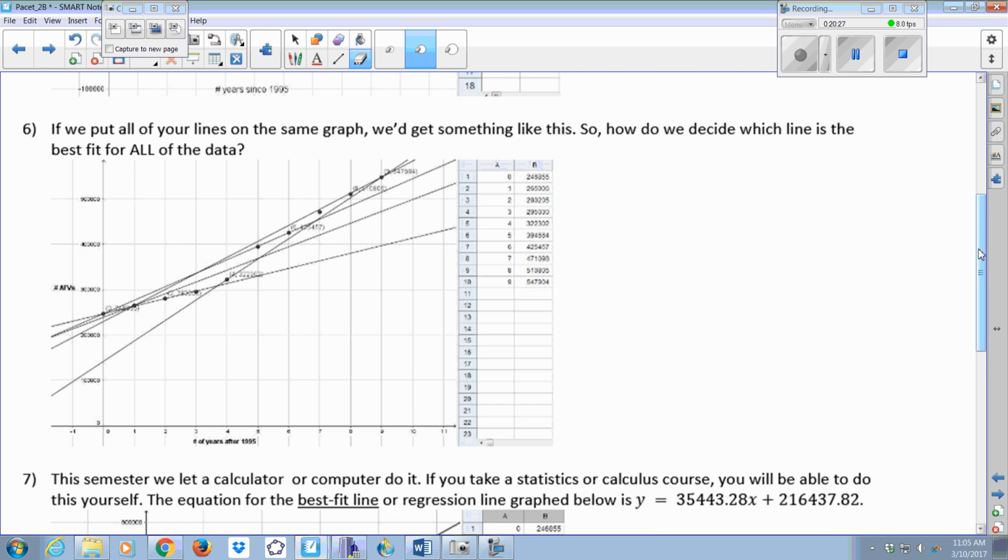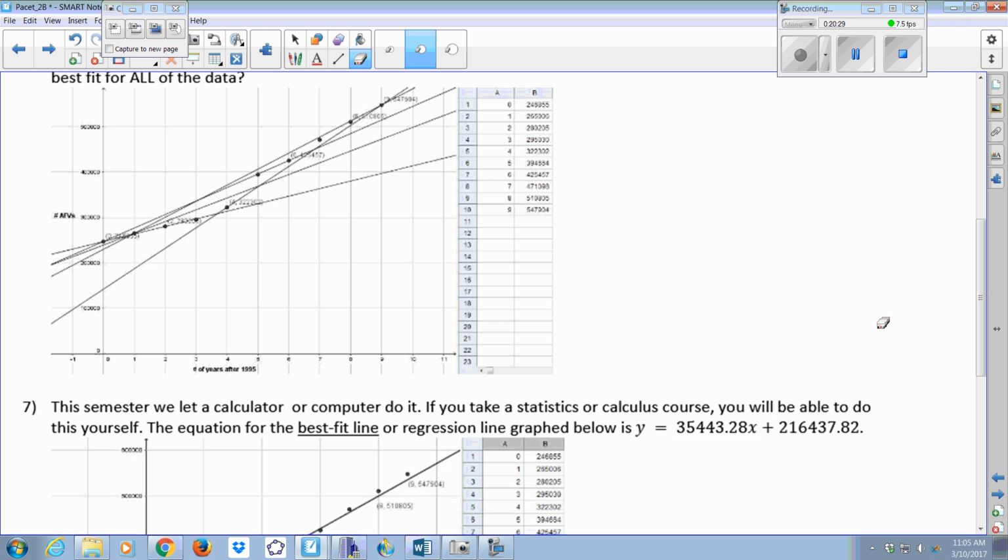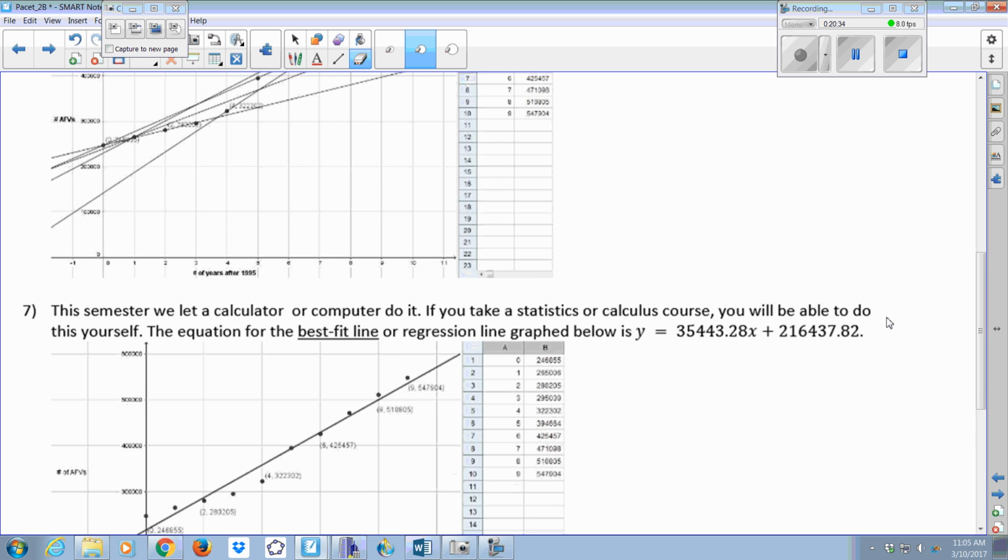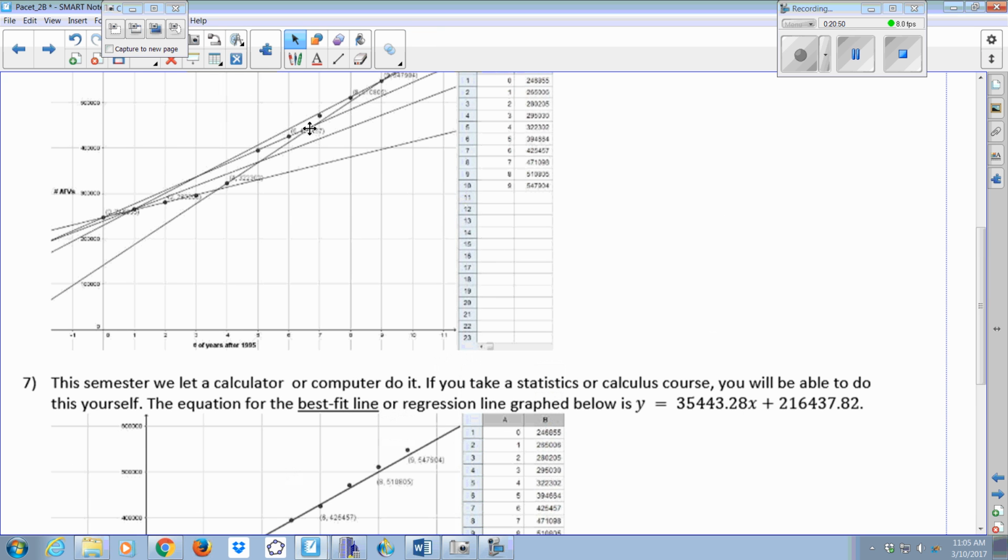So this semester, we're going to let our calculator, the one at your desks, or you can use GeoGebra, which is actually very quick as well, find the line of best fit. Because I don't know which one to select. If I started looking at these, I'd say, oh, that line looks pretty good, but maybe this line is better. This can't be just an arbitrary thing. We want to know what line fits that data the best.